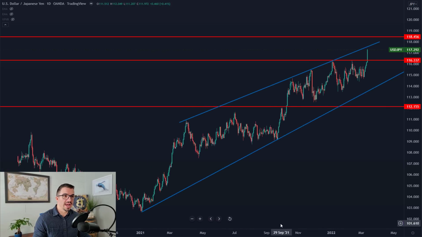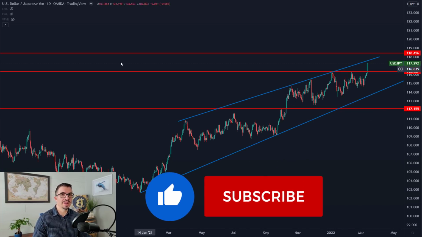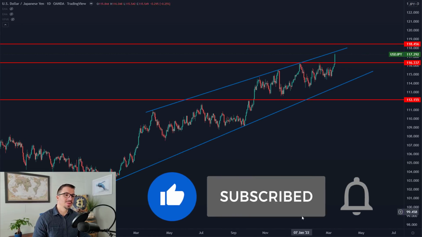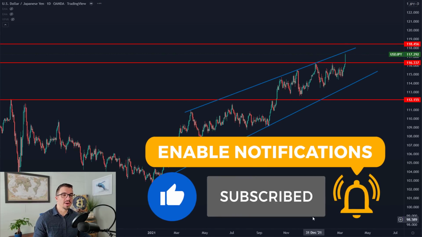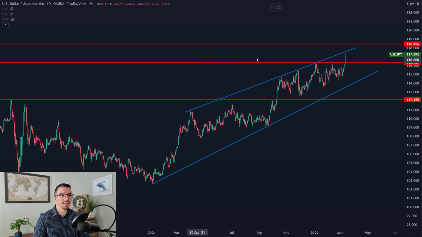So next up we have the dollar versus the yen. You can see where the market has been moving within what is technically a rising wedge, however, it is a very slight rising wedge. So it's not necessarily what I would call a bearish pattern or an exhaustion pattern for buyers. But at the same time, the market is approaching this resistance level up here, right around 117.50, and this extends all the way up to 118.50.